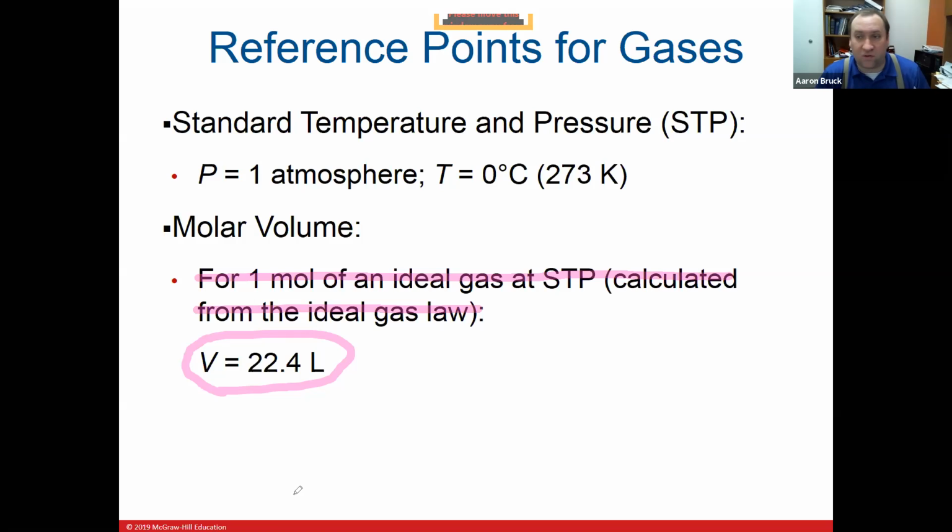So it didn't matter if it was sulfur dioxide or helium. If it was sulfur hexafluoride, one of the heaviest gases that we know of, or one of the lightest gases we know of in helium or hydrogen, if they're at STP, they take up the same amount of space, 22.4 liters.